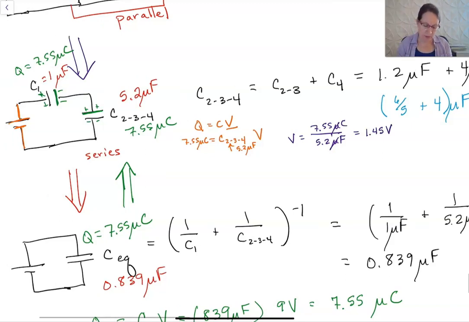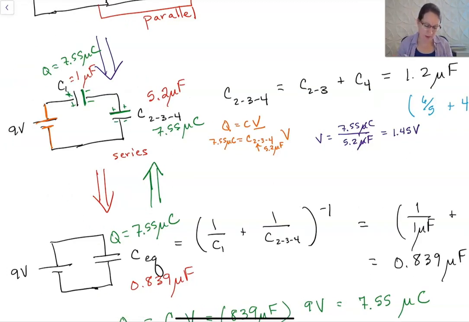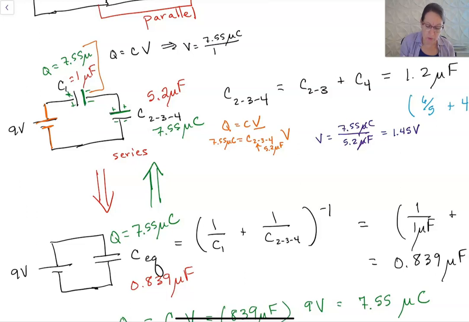If I do the same thing for the first one, that's pretty easy. Q is equal to CV, so my voltage is equal to 7.55 microcoulombs over 1 microfarad. This is math I can do without a calculator. That becomes 7.55 volts. And now we can check.